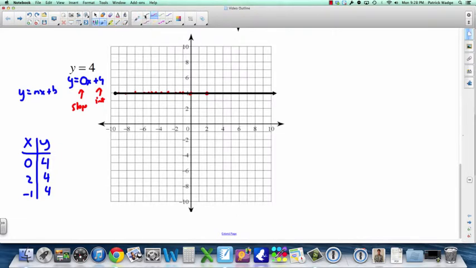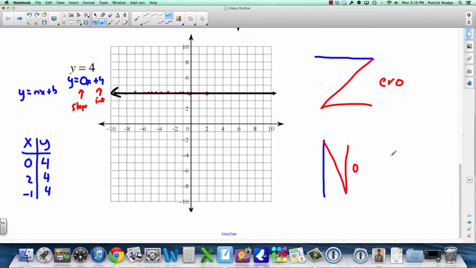Now, we gave you a memory device for how to remember this, because remember, some slopes are 0 and some slopes are undefined or no slope. And the way I said you could remember this is, if you have a horizontal line, you can easily turn that into a z for 0. So that's how you remember that a horizontal line has 0 slope. If you have a vertical line, you can turn that into an n for no slope, or you could also turn that vertical line, not quite as nicely, into a u for undefined. So those are your memory devices there.